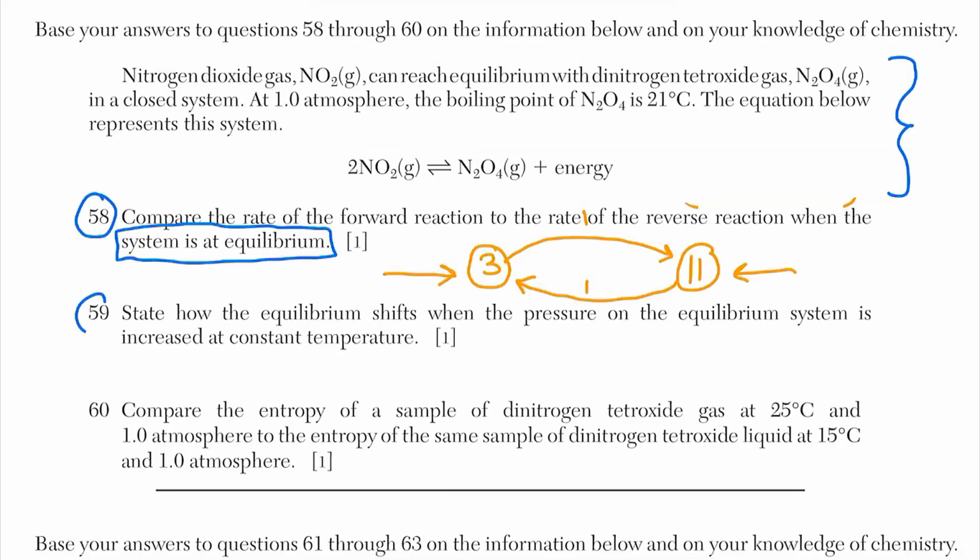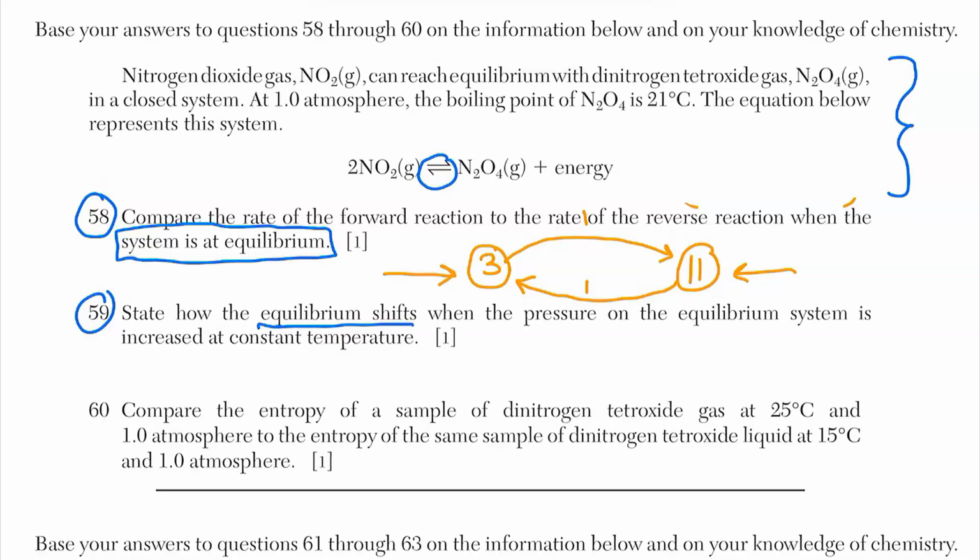Number 59. State how the equilibrium shifts. So this is the Le Chatelier's problem, where we want to shift out of equilibrium when the pressure of the system is increased at constant temperature. Okay, so we get a reaction at equilibrium. The forward reaction goes as fast as the reverse. When we say a shift, we mean one of the directions, either the forward or the reverse, is now going to get faster than the other. Remember, at equilibrium, the rate of the forward equals the rate of the reverse. So they're both going at the same speed, and the amount of the reactants and products stay constant.